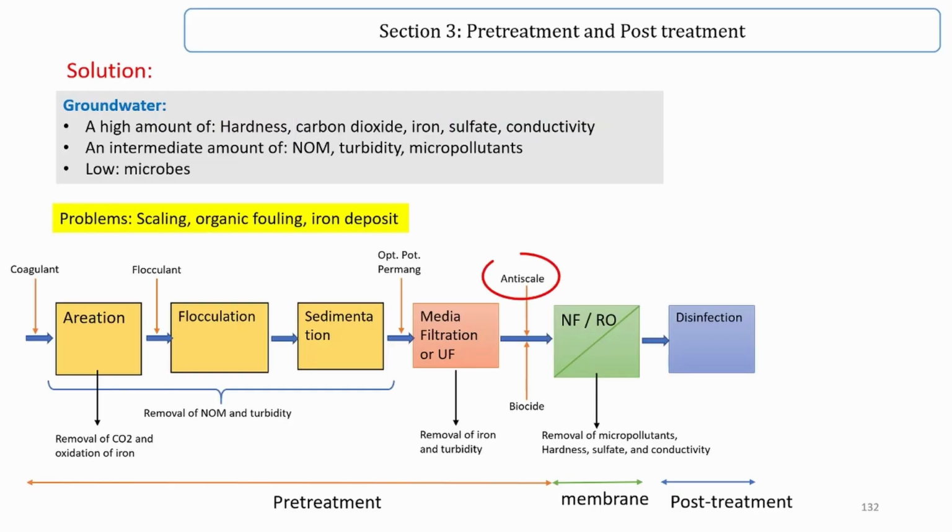Before nanofiltration, anti-scaling is applied for prevention of scaling. Biocides also can deter, render harmless, and kill living organisms. They are used to control and kill harmful and unwanted organisms such as bacteria, algae, insects, and rodents. Disinfection is also applied as post-treatment in this chain.